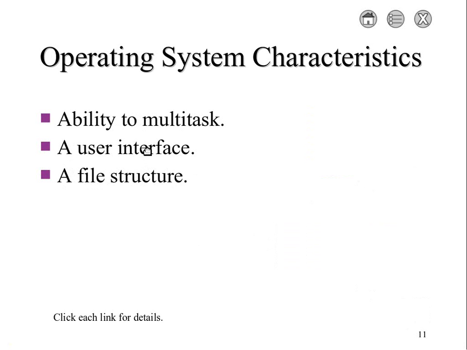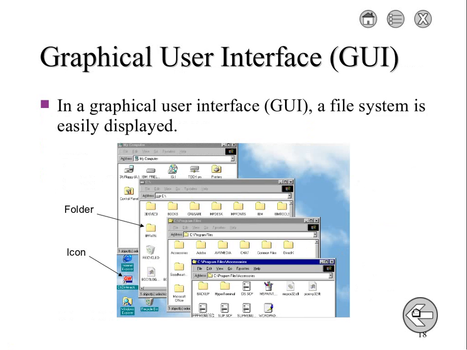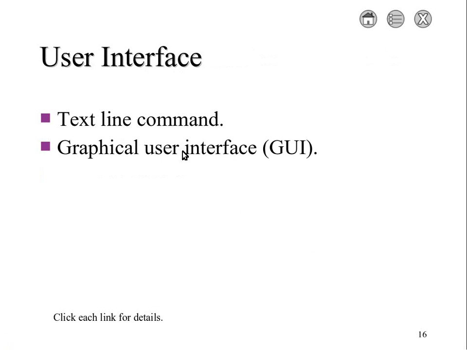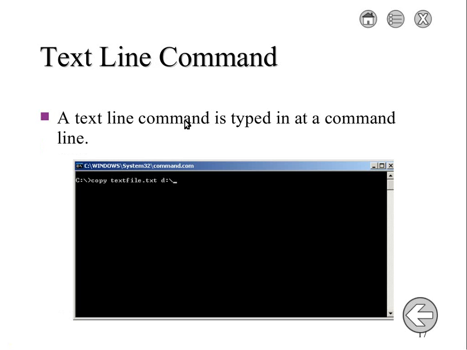The operating system provides a user interface. User interface. Two kinds of user interfaces are available in most operating systems. This is true of the Apple family of operating systems. This is true of Windows, and it's true of Linux also. And that is a text line interface is available.